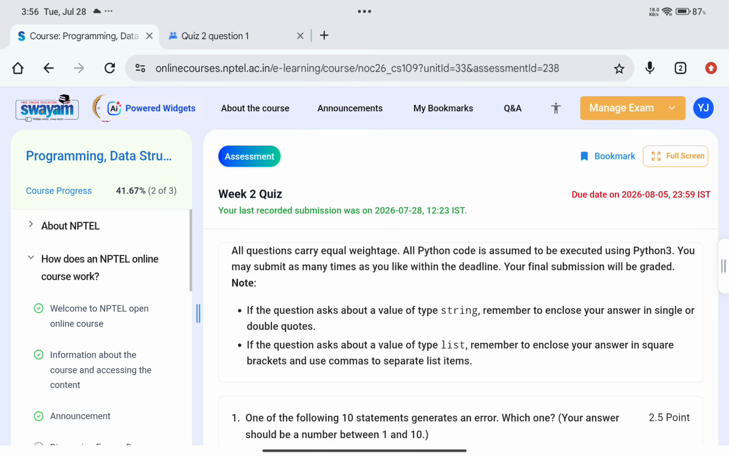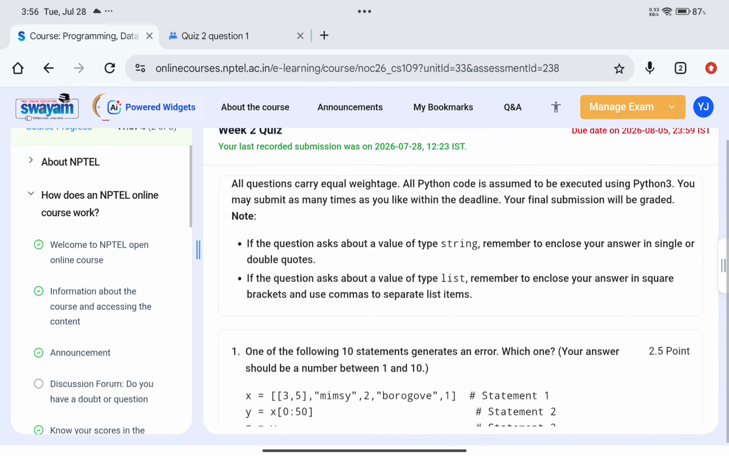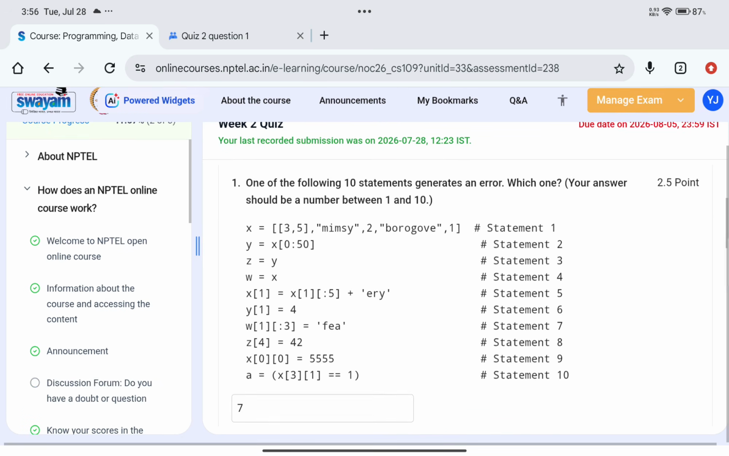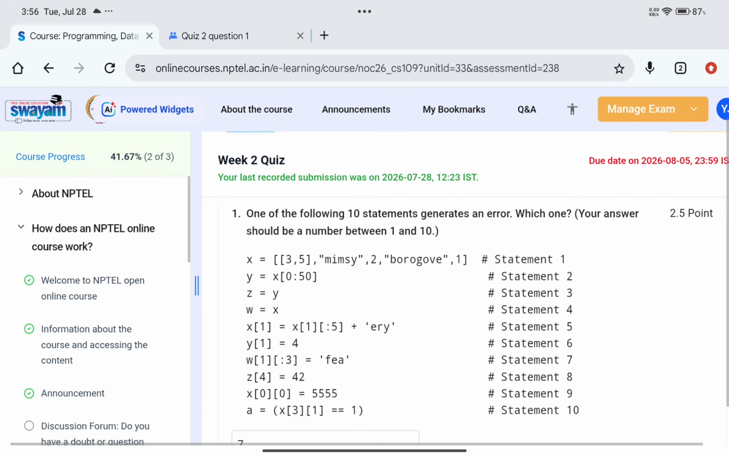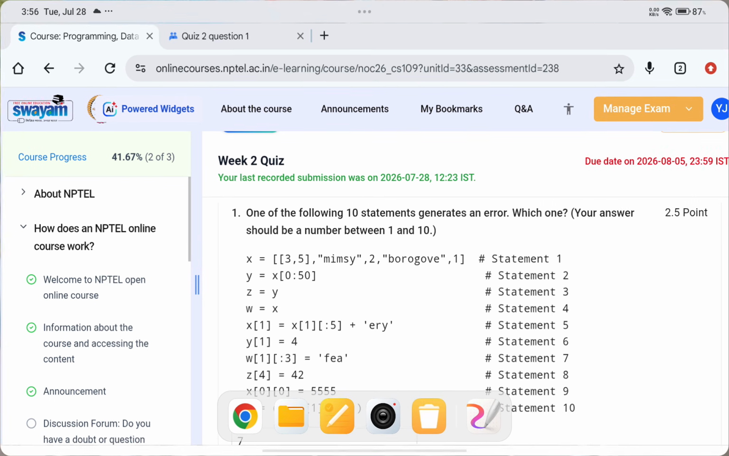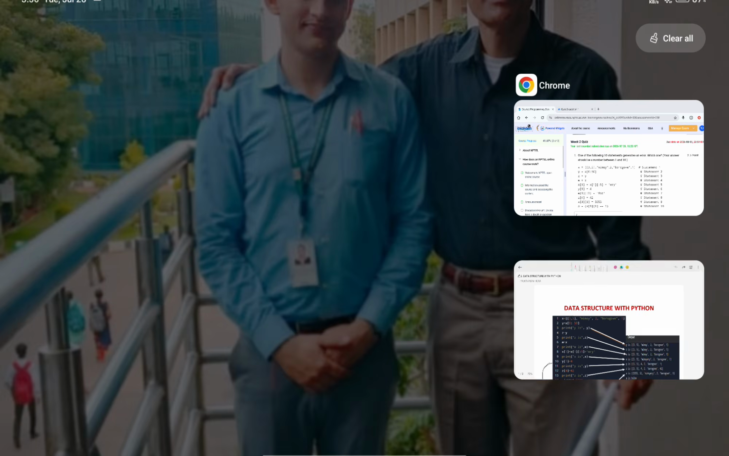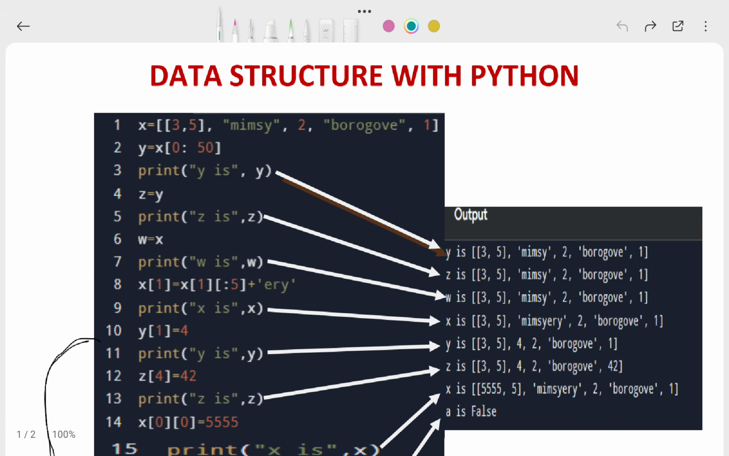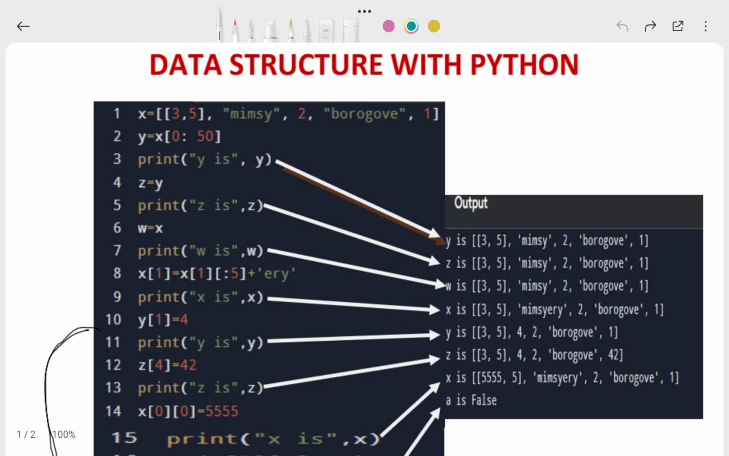So today we are again solving the week 2 question for the NPTEL. The first question they have asked is, where is the error? Now we will explain one by one. We have written the program in a very good method. This is the data structure with Python. Every time we have written the print, so you can easily understand.